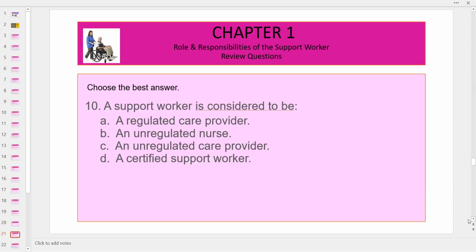Question number 10. Choose the best answer. A support worker is considered to be A, a regulated care provider, B, an unregulated nurse, C, an unregulated care provider, and D, a certified support worker.